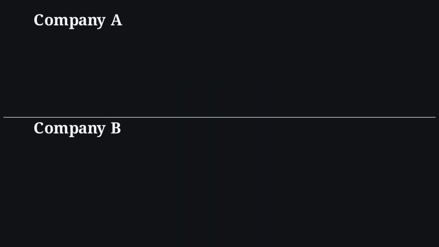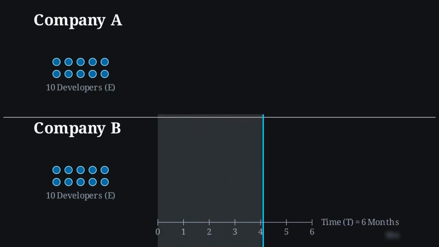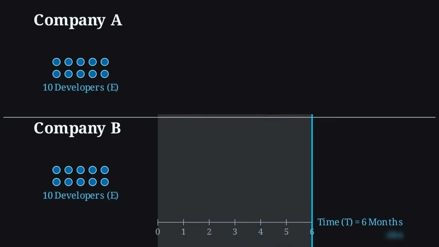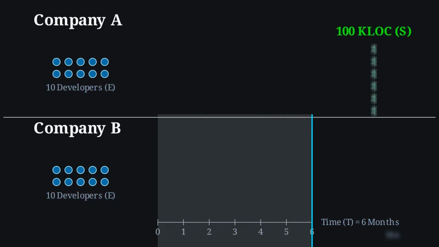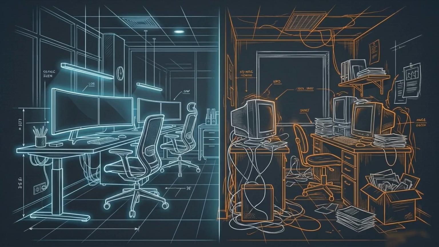Consider 2 separate software organizations. Both dedicate 10 developers to a project for 6 months. On paper, their inputs are identical. However, Company A produces 100,000 lines of code, while Company B manages only 60,000. Since the time and human effort were identical, we must look at the environmental factors to explain this 40% difference in output.